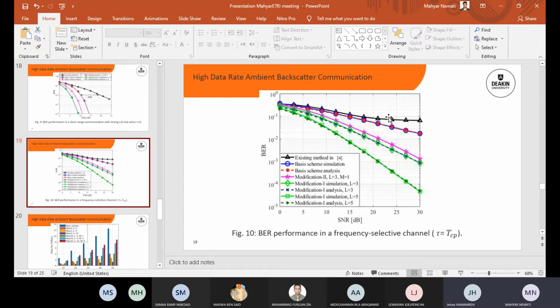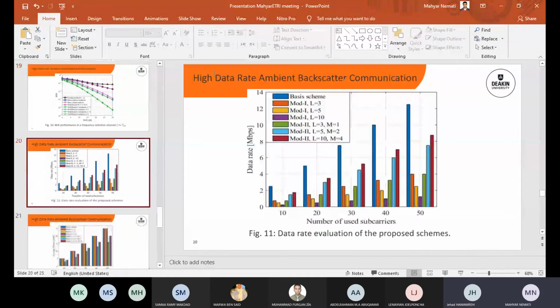Again, as you can see, in the Rayleigh fading channel we have a slightly better performance when we are sending 1 bit per subcarrier, but when we send 1 bit per block of subcarriers, again we have a huge gain in the bit error rate performance. So it gives us some freedom and flexibility to choose how many bits to send per how many subcarriers by deploying subcarrier block transmissions or index modulation transmissions.